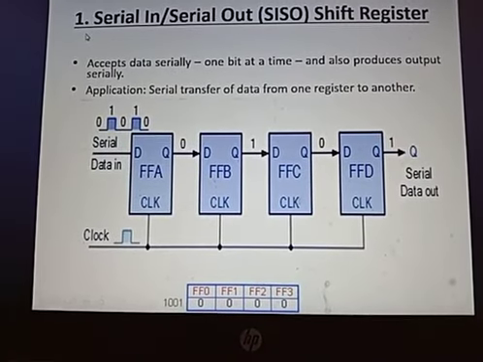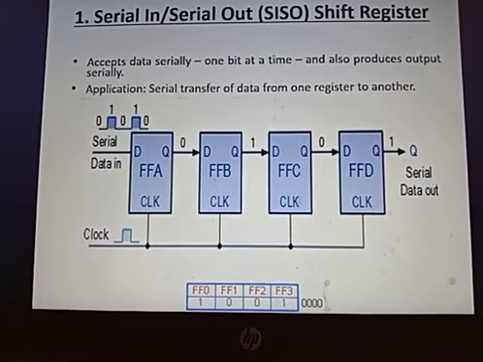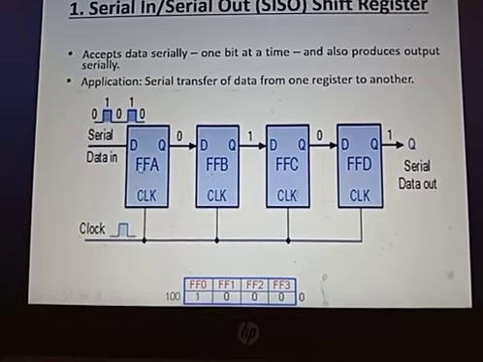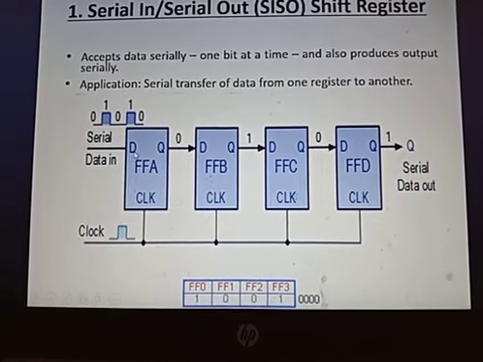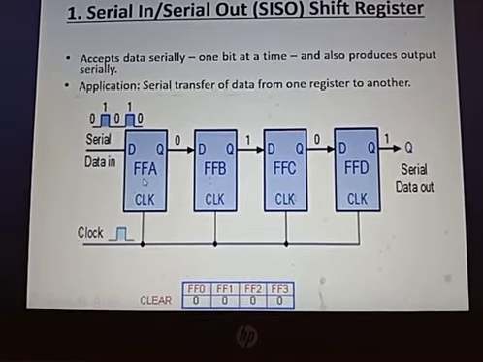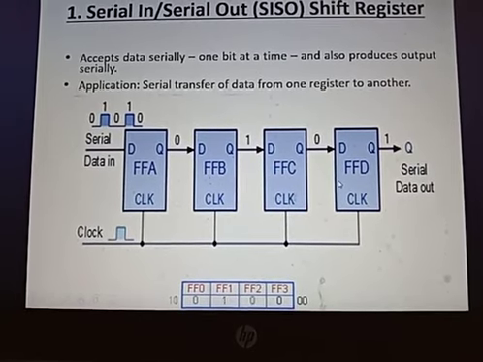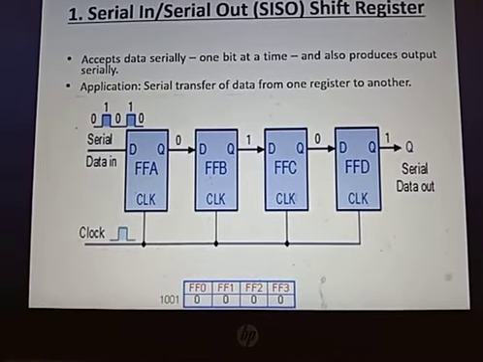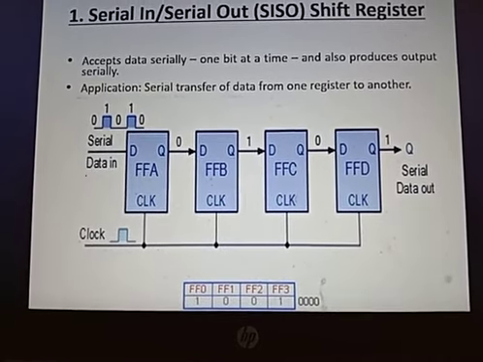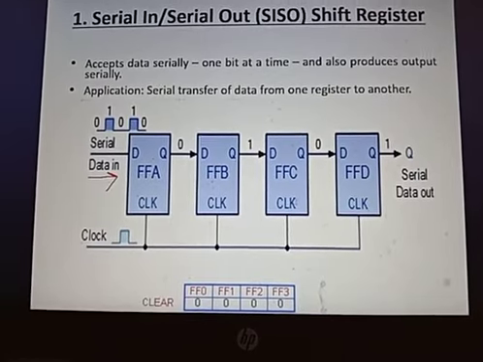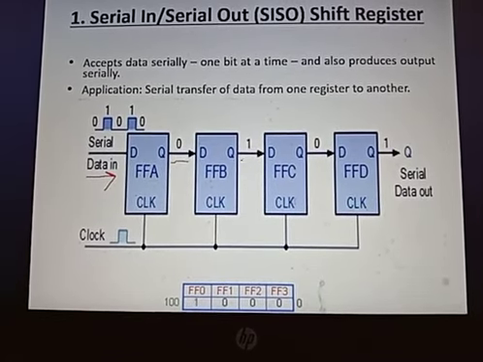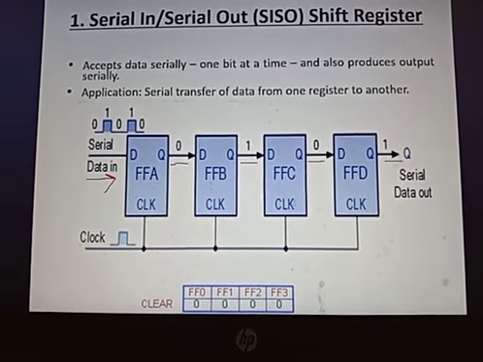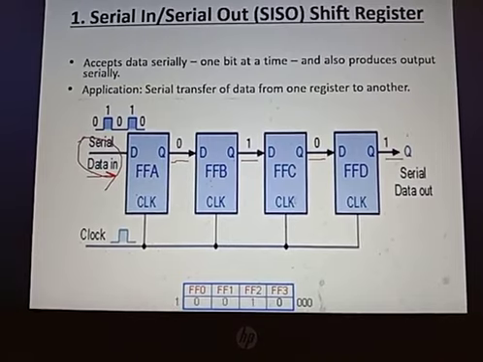Now we'll look in detail at the functions of four different registers. The first one is the SI/SO register. Here I have taken 4 bits of information, so I require 4 flip flops: flip flop A, flip flop B, flip flop C, and flip flop D. I am going to give the serial input like this. Each output is connected as input for the next one, and we take the output here. So this is your input side and this is your output side.